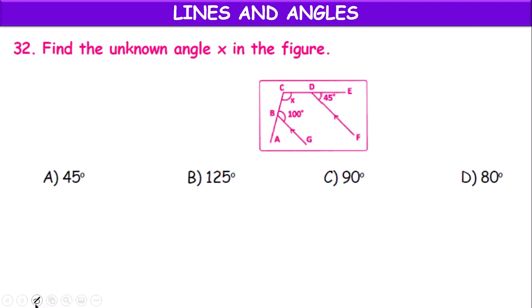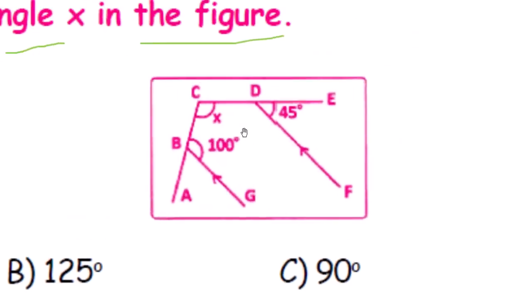And here the question: find the unknown angle x in the figure. So they have given one figure in that. Here 100 degrees angle is mentioned. Here 45 degrees angle is mentioned. Here we have angle x. We have to find the value of x.